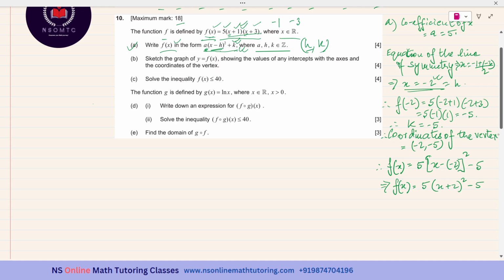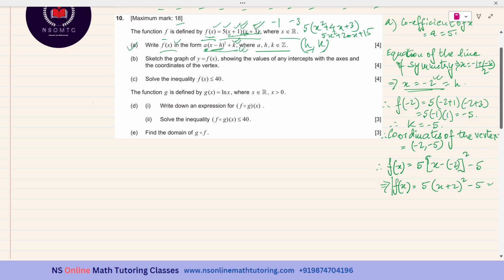If you want, you can check. If you expand the given expression, it will be 5 times x square, and this will be 1x and this will be 3x. So 3x plus x is 4x and plus 3. So if you expand this, you will get 5x square plus 20x plus 15. And if you expand this one, what do you get?